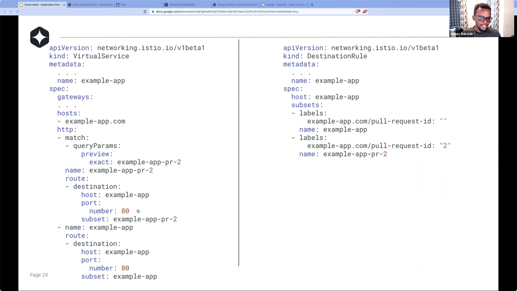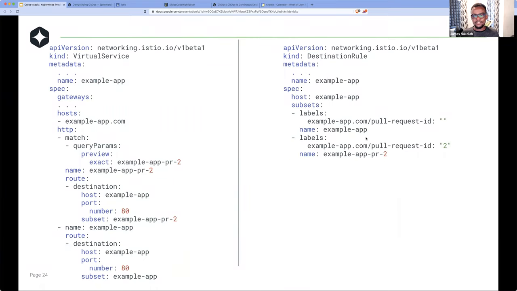For this specific example, I created two rules just to simulate the case where this lower rule would be the default rule where all the traffic goes to the example app subset. And then we have another, the first rule that has query parameters, is just one way of trying to do traffic shaping, where we route some of this traffic to another destination that is called example app PR2. So this would be like the second pull request on that example app repo. Same host and same port number.